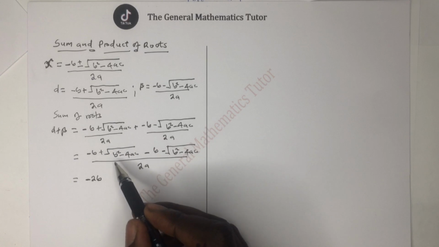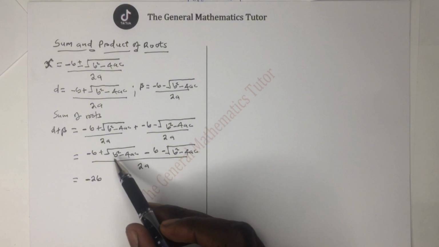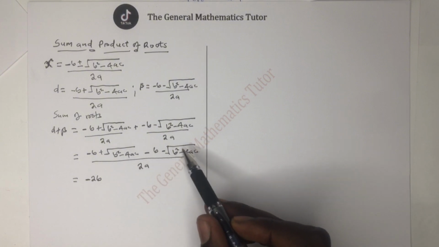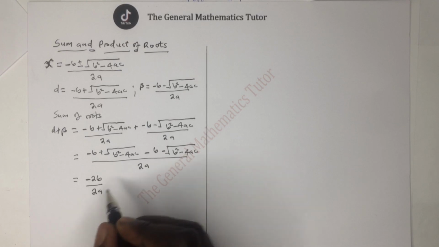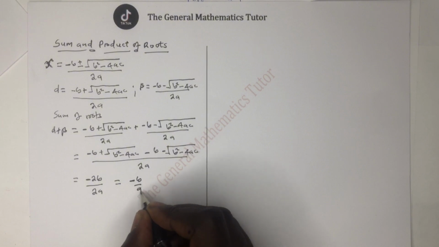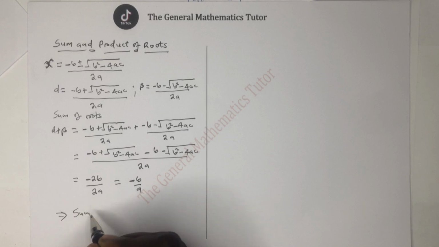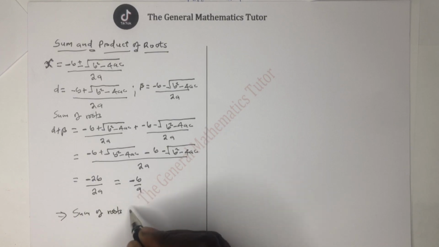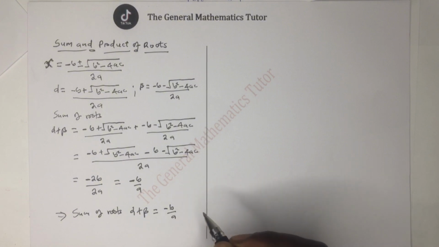Then we take this positive value and this negative one, so it is like we have the root of b squared minus 4ac minus the same thing. So we get a 0 there, and still in the denominator we have 2a. If we simplify this, 2 and 2 will go, so we are left with minus b over a. This therefore implies that the sum of roots, that is alpha plus beta, is the same as minus b over a.